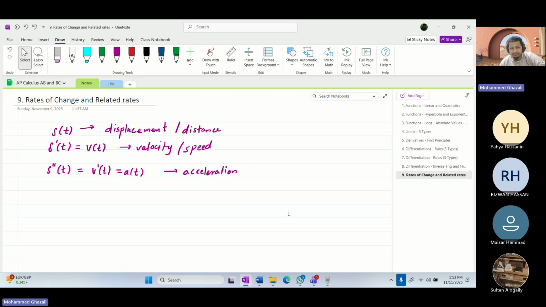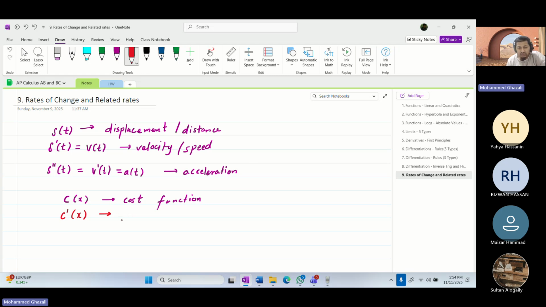And similarly, in financial maths, we get the cost function. C of x is the cost function. Now, what's a cost function? How much does it cost to produce a product or to buy a product with a certain quantity? So we say x is the quantity and C is this cost function. If you find the derivative, you get the rate of change of cost.